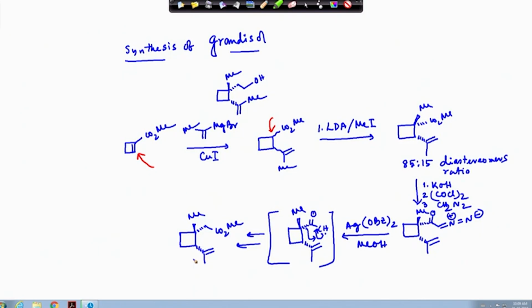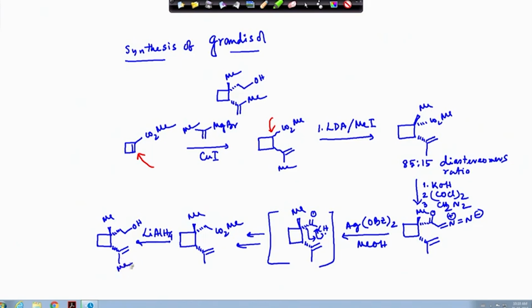Okay. Now, we have this ester, this can be treated with lithium aluminum hydride, and in presence of lithium aluminum hydride, this will give the corresponding primary alcohol, which is actually our target molecule.